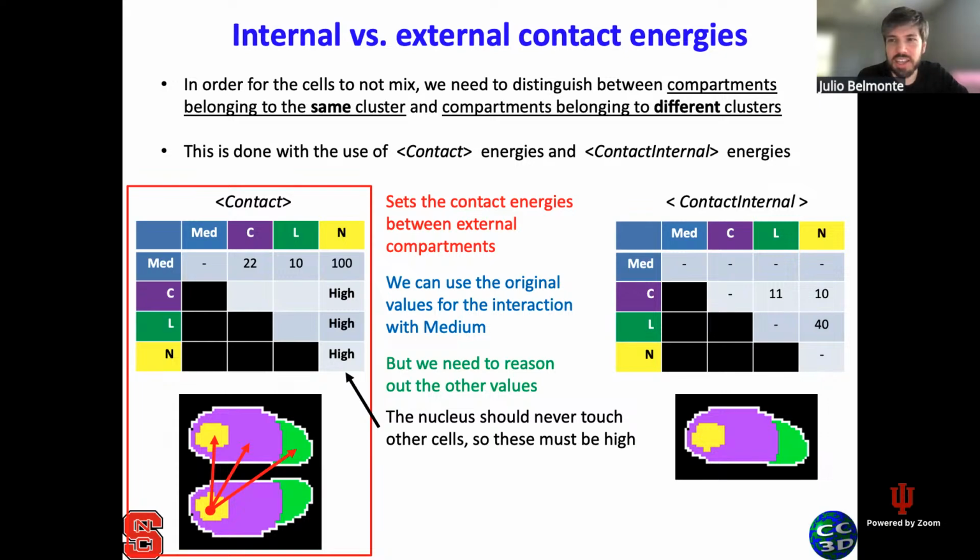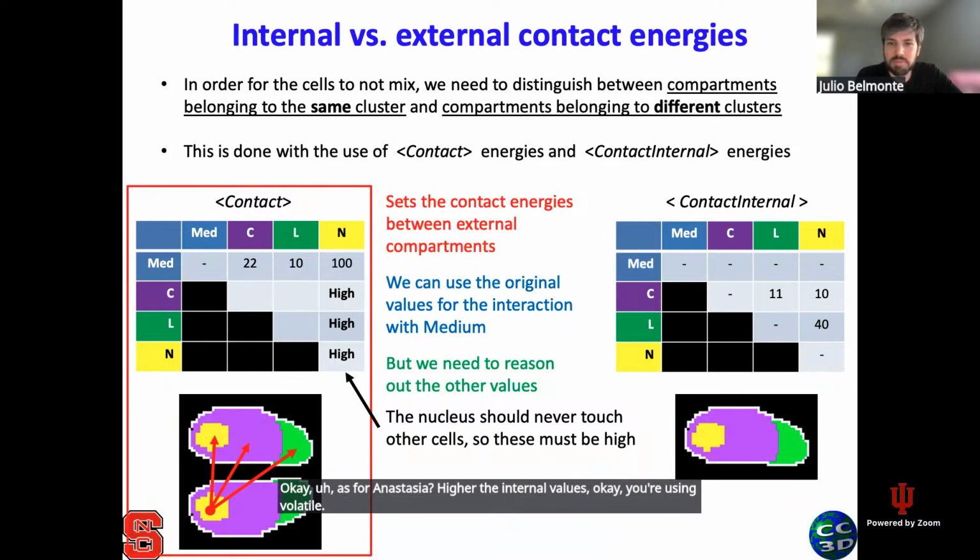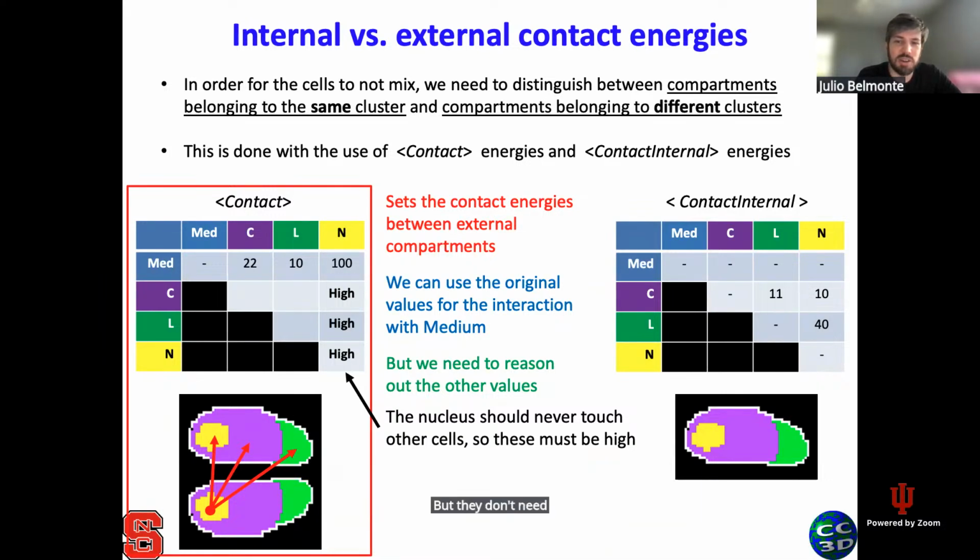Okay, the answer for Anastasia: higher than the internal values. You're using a rule of thumb, but they don't need to be as high as the nuclear values. So that's what I guessed. Some Rossio said right, and 10 and the lamellipodium very low. Okay. So actually, the answer for Anastasia was right on the spot.